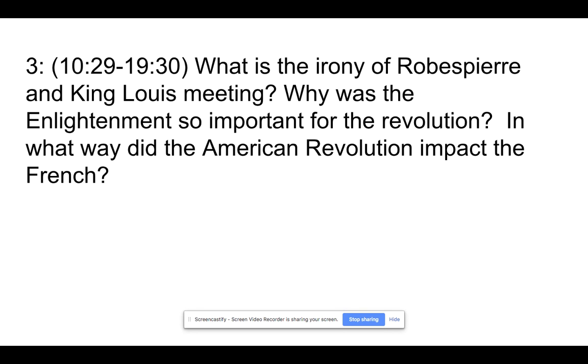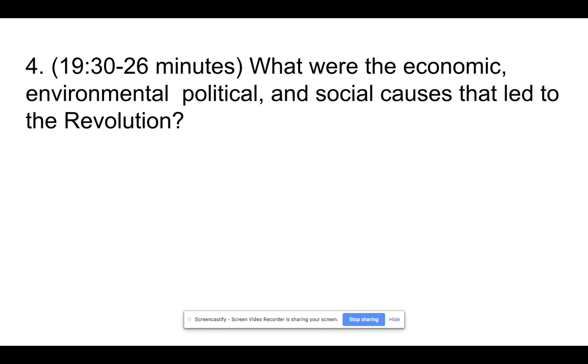Okay. So those are the big three that you want to understand: the Enlightenment, the American Revolution, and the Enlightenment was so important specifically because it helped spark the American and the French Revolution. As you continue through the video, it goes through the economic, environmental, political, and social causes that led to the revolution. First thing, let's look at the political.